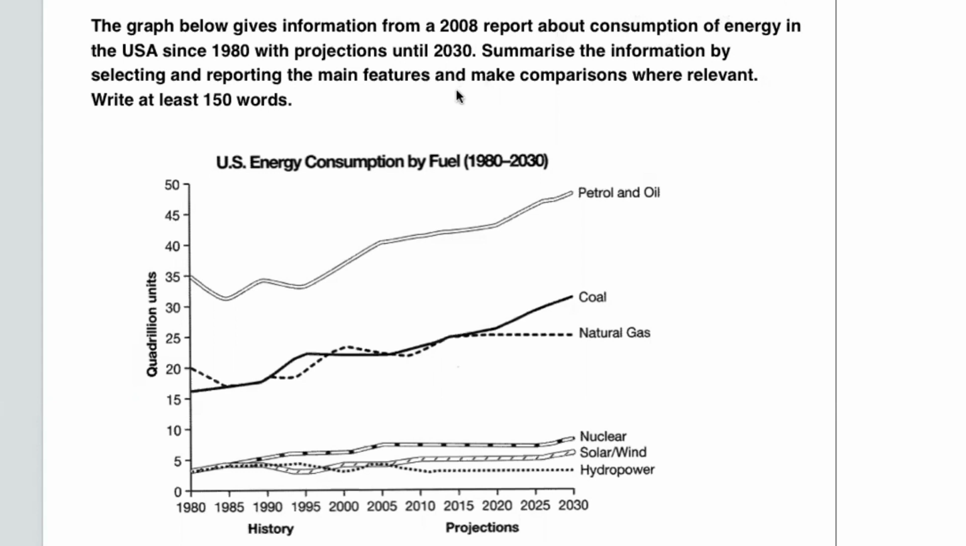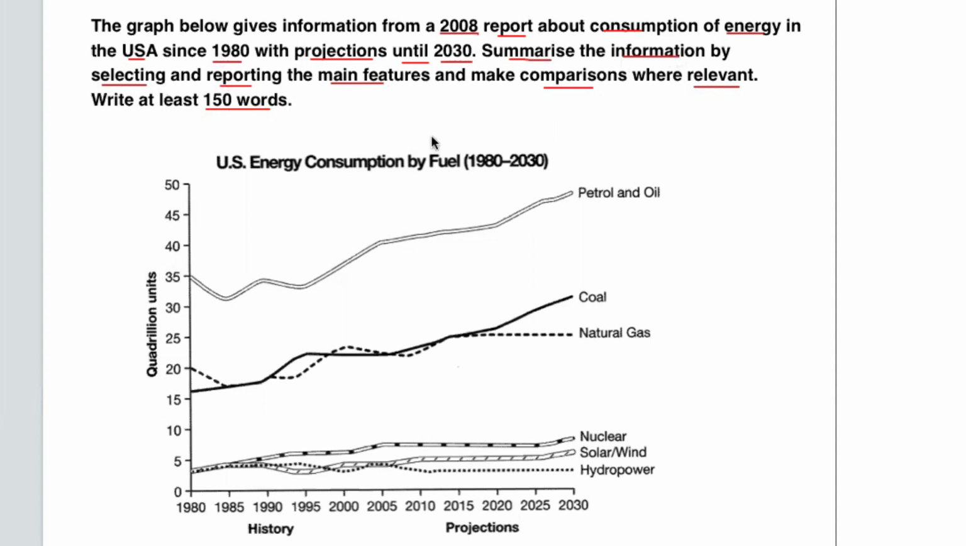All right, so we have our first example, and let's take a look at the prompt first. I'm going to read it and underline some interesting or key words. So it says, the graph below gives information from a 2008 report about consumption of energy in the USA since 1980 with projections until 2030. Summarize the information by selecting and reporting the main features and make comparisons where relevant. Write at least 150 words, because as we know, 150 words is going to be our minimum. We'll want to stay around there, definitely meeting that requirement and not going too far over 200.